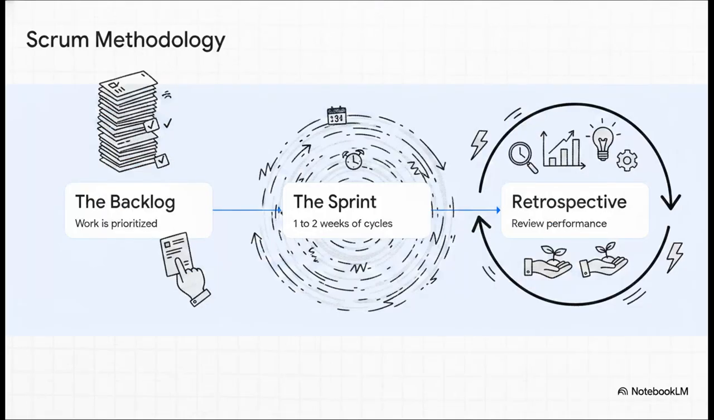So how do Agile teams actually get work done? One of the most popular frameworks here is Scrum. In Scrum, work isn't planned months in advance. Instead, small, self-organizing teams pull tasks from a priority list that's called a backlog. They then work in short, intense bursts called sprints, which usually last just 1 to 2 weeks. At the end of the sprint, they stop, run a retrospective to review their performance, adapt, and then boom, start the next cycle. It's a brilliant engine for continuous improvement and speedy delivery.